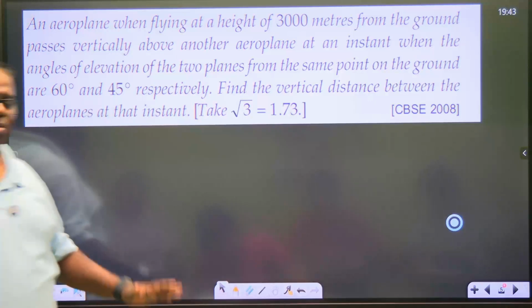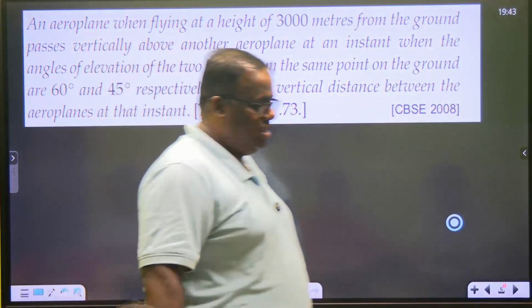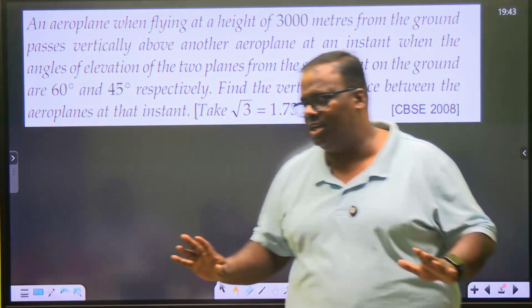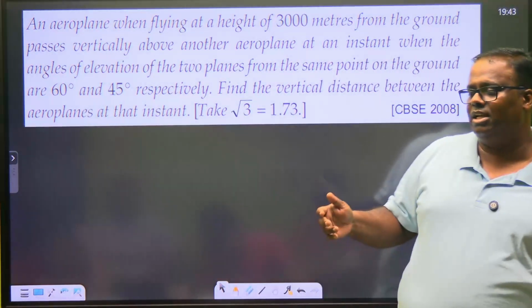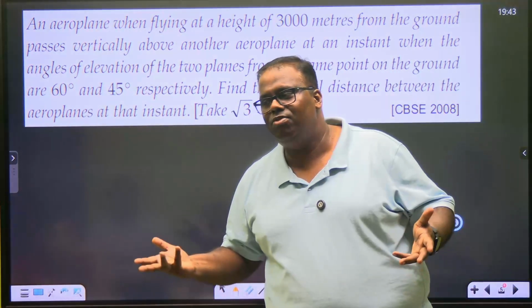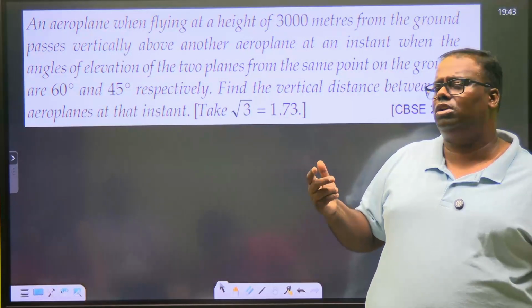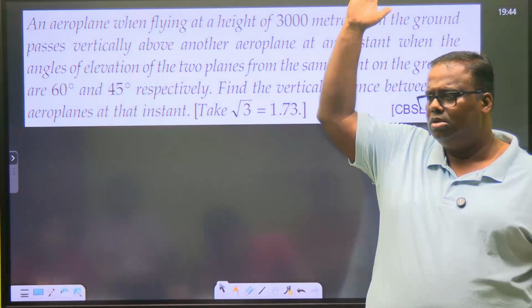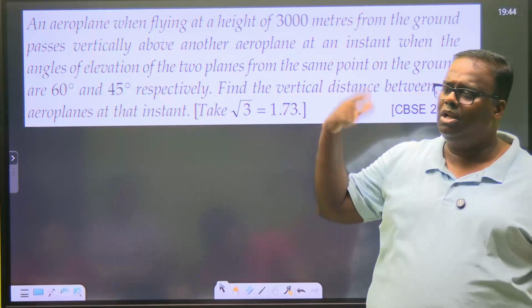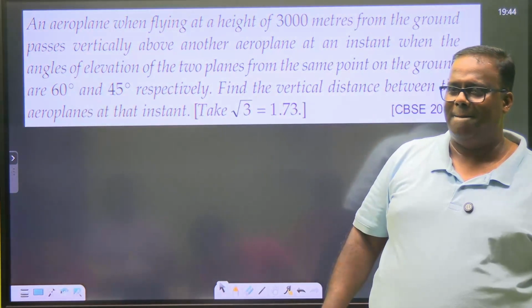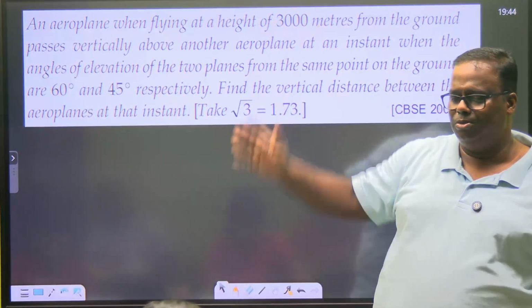I'll give you one hint, okay? How do you measure height? In geometry, how do you measure height? What is the other name for height in a triangle? Altitude. How do you draw altitude? Like a bamboo. So the planes are on that bamboo only, na? So the planes are on the bamboo.